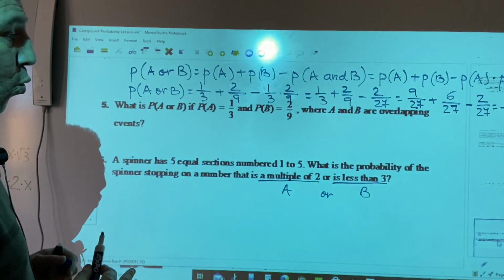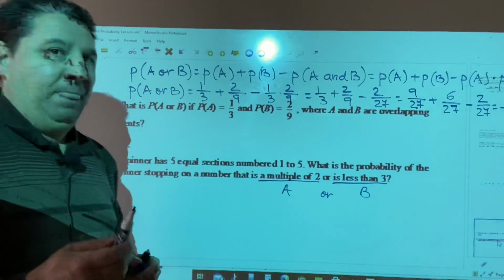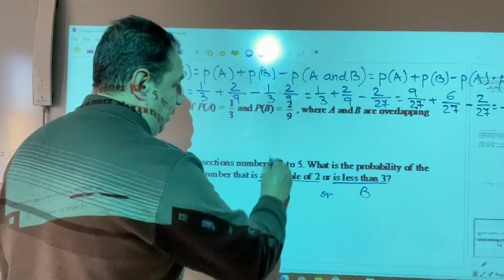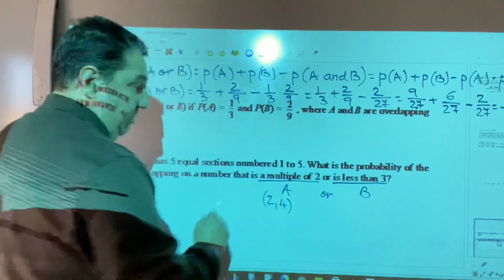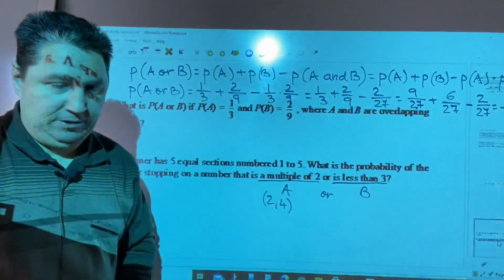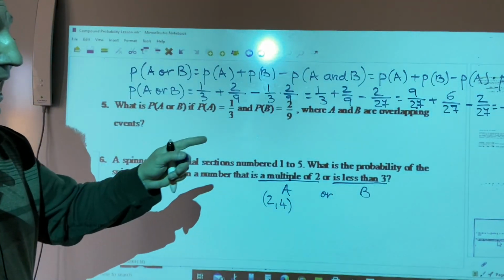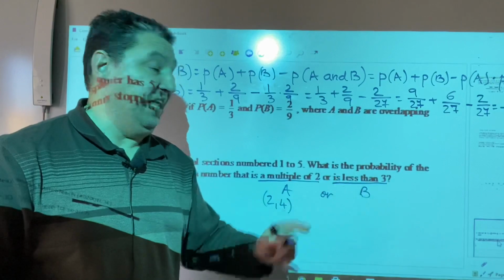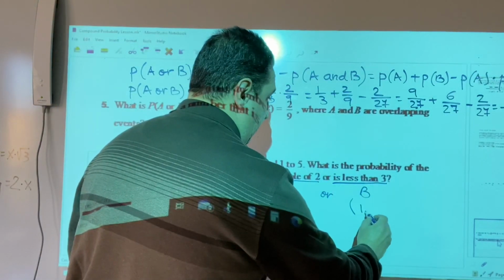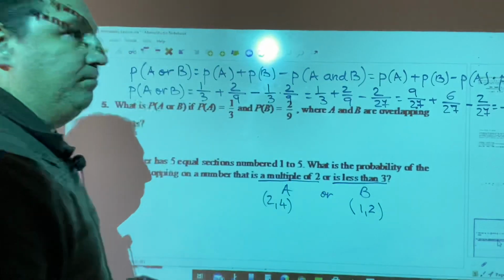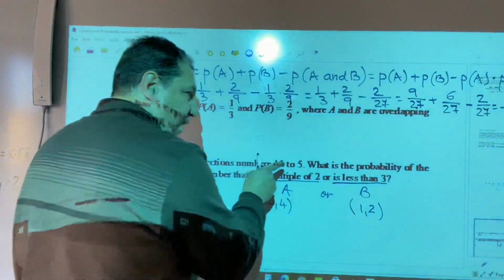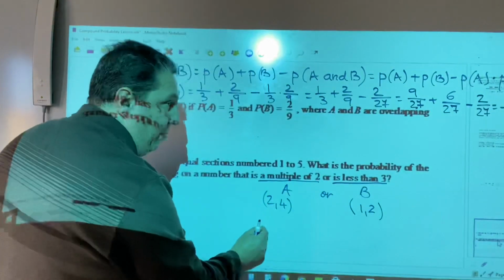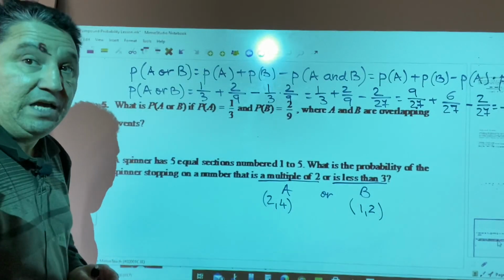Now, what are the possible favorable outcomes for event A? It is only 2 and 4, right? Because you cannot exceed 5, yes? The possible favorable outcomes for event B are 1 and 2 only, right? But as we can see, these events are overlapping. Why? Because they have an outcome in common, which is 2, right? Yes, we have to keep that in mind.